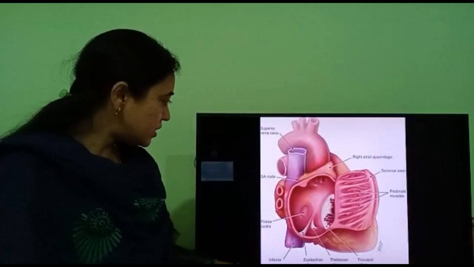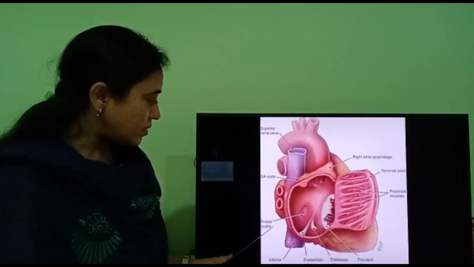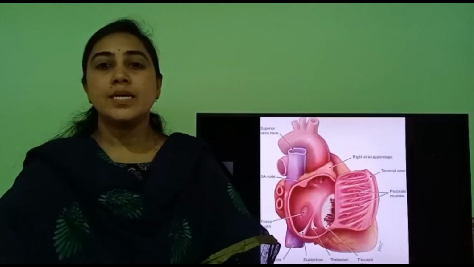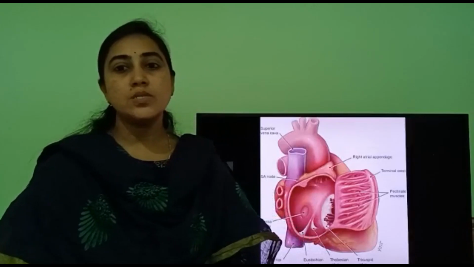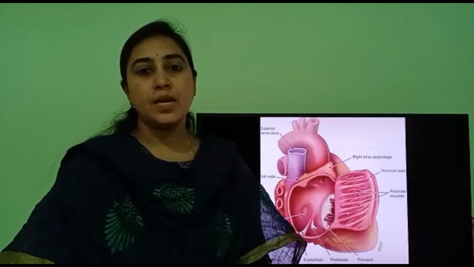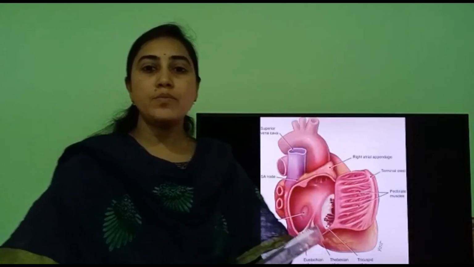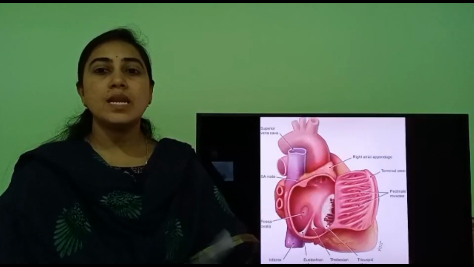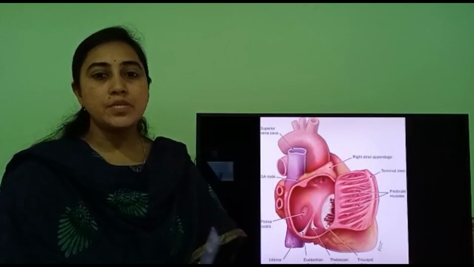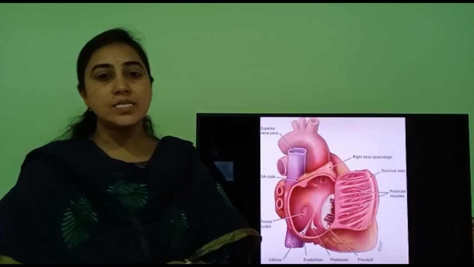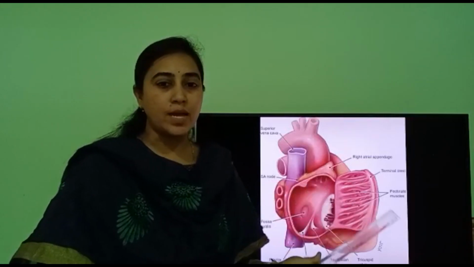So here you can see the fossa ovalis. Here the interauricular septum, which consists of a small pore, is called the foramen ovale. Normally, the foramen ovale closes at birth when the lungs become functional. It is represented by a small depression in the septum between the right and left atria, called the fossa ovalis.